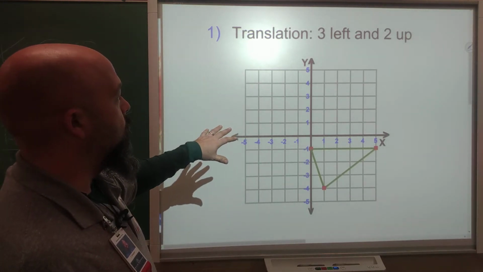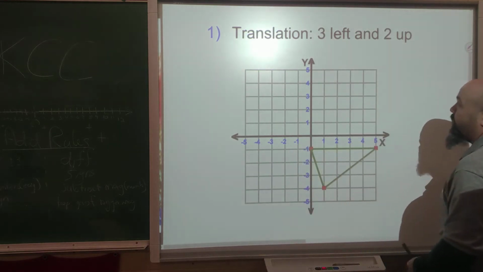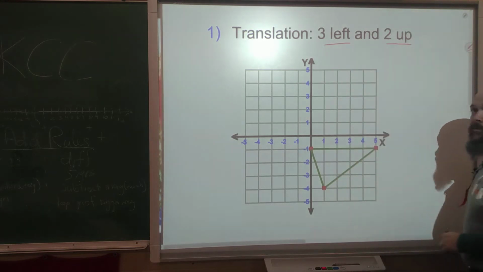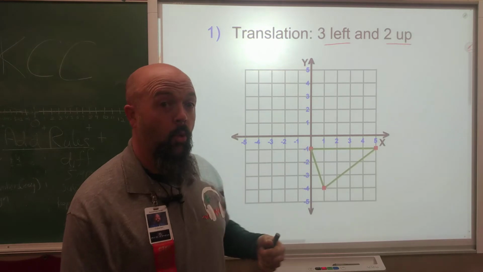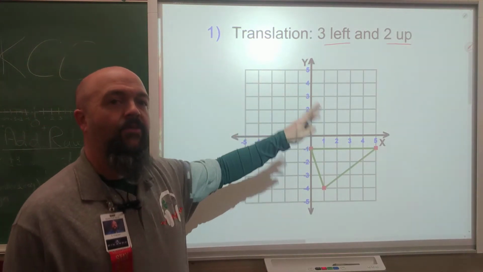Anyways, here's our point. We're translating it. Now, because we're going to make it a little more complex, we have 2 actions going on. We're moving up and we're moving left. That doesn't change the process. The process is still going to be the same. We're going to take each point and we're going to move it 2 times. We're going to move it 3 to the left and then 2 up.